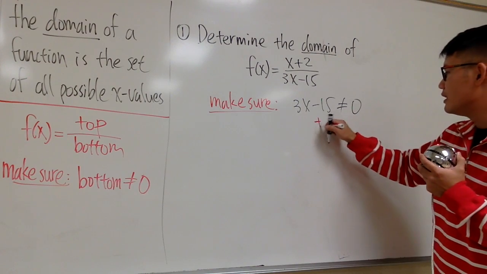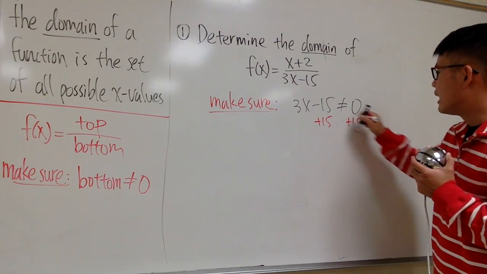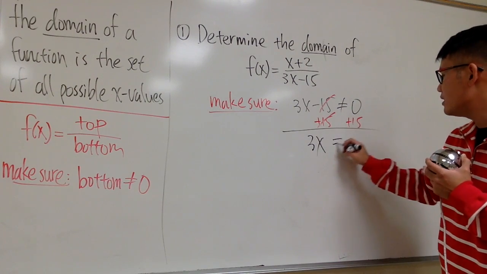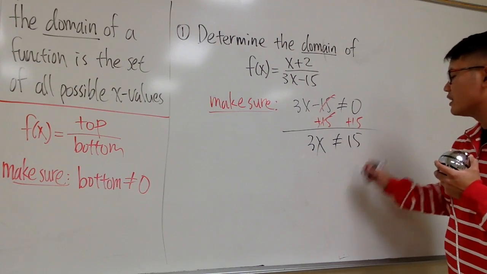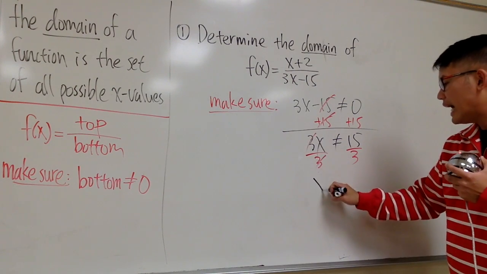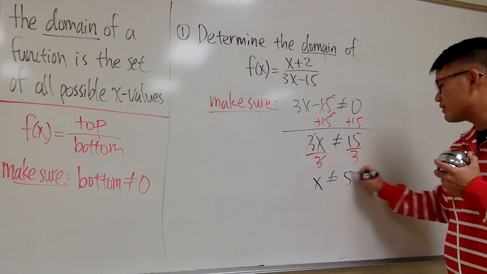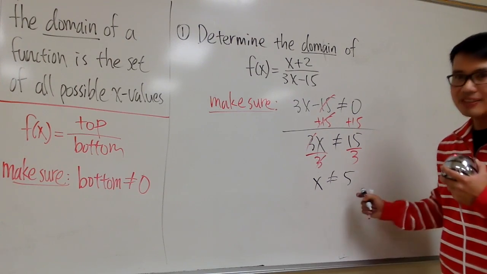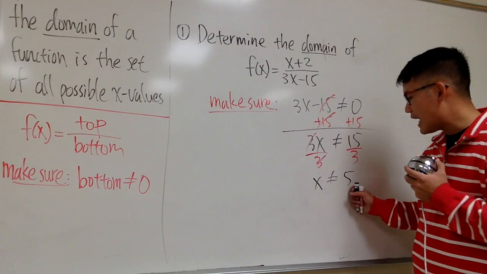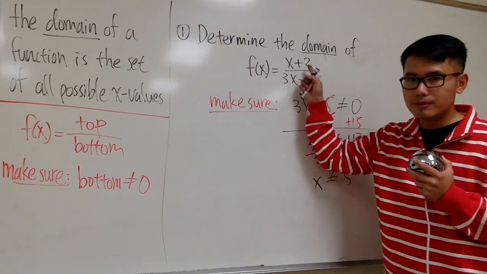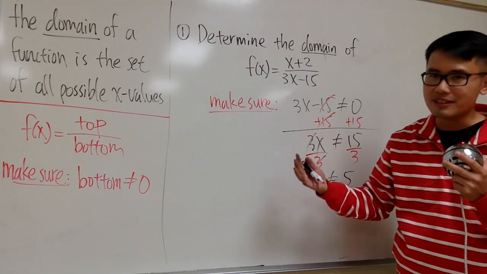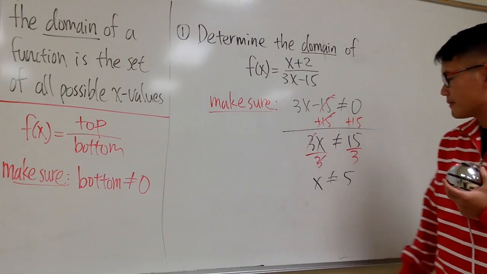and once you can set this up, the rest is very easy, because all I have to do now is, of course, add the 15 on both sides, and then you see this is 3x cannot be 0 plus 15, which is 15, and divide both sides by 3. Cancel, cancel. I have to make sure x cannot be 5, right? Because if you look at my previous example, if I plug in 5 into here, you know the bottom will be 0, and the whole thing is undefined, right?